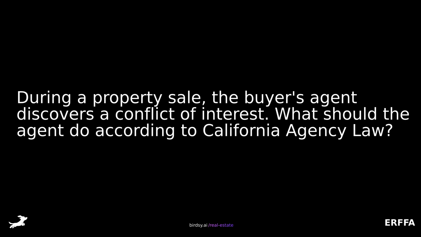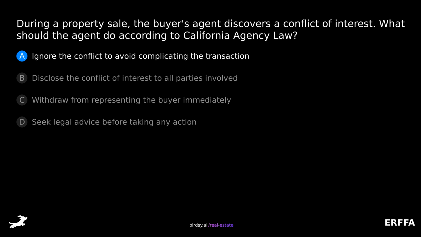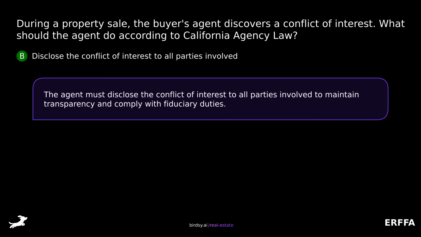During a property sale, the buyer's agent discovers a conflict of interest. What should the agent do according to California agency law? Is it A, ignore the conflict to avoid complicating the transaction, B, disclose the conflict of interest to all parties involved, C, withdraw from representing the buyer immediately, or D, seek legal advice before taking any action? The answer is B, disclose the conflict of interest to all parties involved. The agent must disclose the conflict of interest to all parties involved to maintain transparency and comply with fiduciary duties.